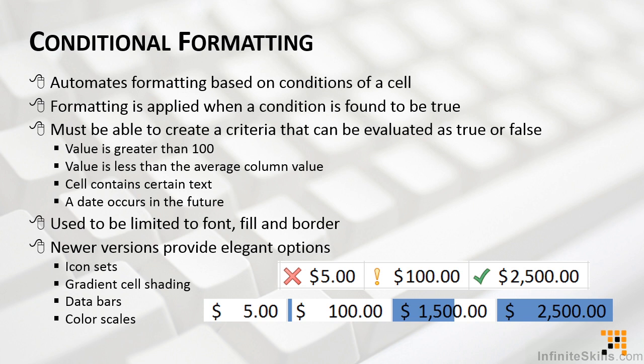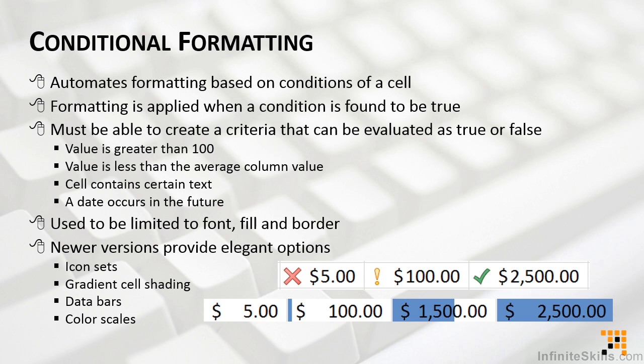For example, with our initial dollar figures, we can see that a $5 amount has a red X. That's a bad number for whatever reason. A number in the middle, like $100, may have a red exclamation mark, but anything that we see, like the number 2,500, is good and it gets a green check mark. This, of course, makes the cell values very visual, without having to actually consider what the value itself is.